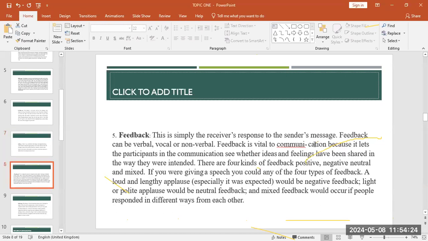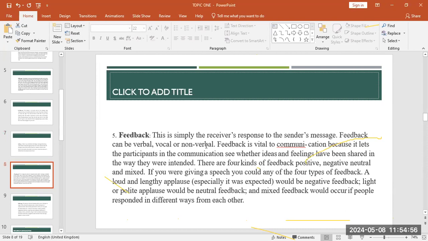Apart from that, we also have feedback. Feedback is another element of communication, and feedback is the reaction of the receiver towards the sender's message. Like if you send a message to your friend and that friend doesn't respond to you, that is feedback.